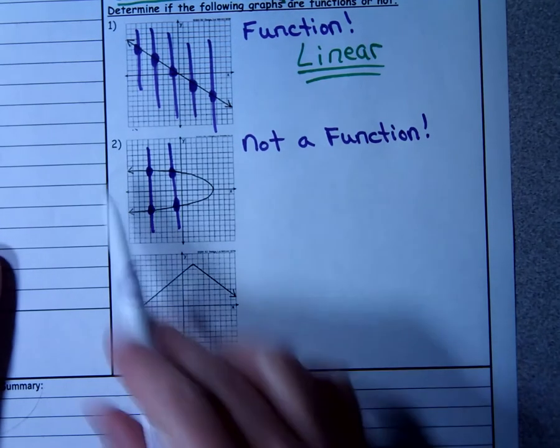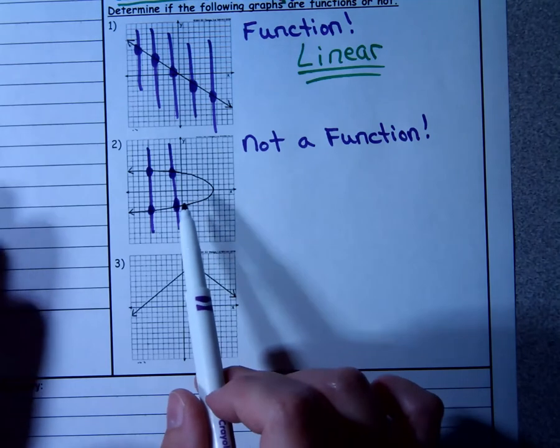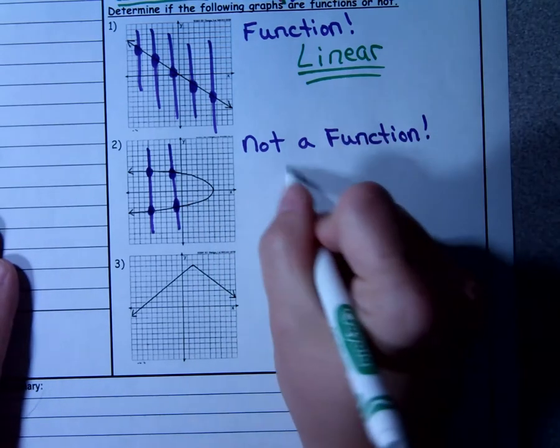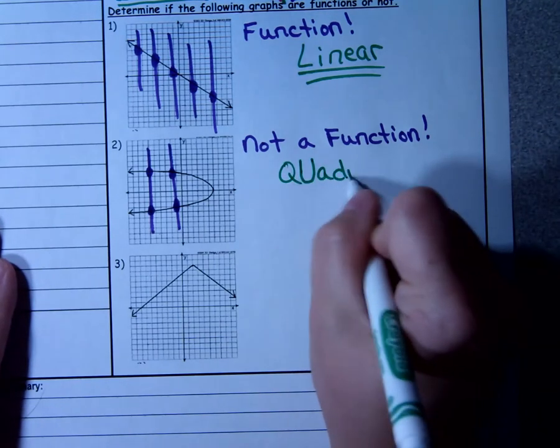And if I wanted to know what kind of graph this was, is it linear? Is it absolute value? Is it quadratic? Is it exponential? What would you tell me? And it is quadratic because it is a U-shaped graph.